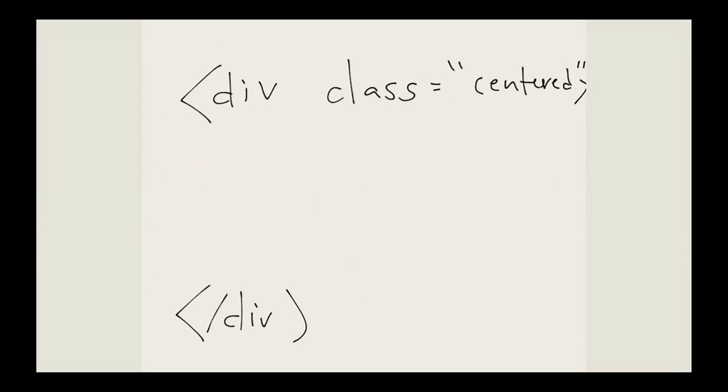And close your div somewhere down here, and you have all your fun stuff in there. And then somewhere in your style sheet, you would specify a particular styling that would apply to this class. And this didn't have to be the only div that was centered. Right? You could have other divs that also had centered text.